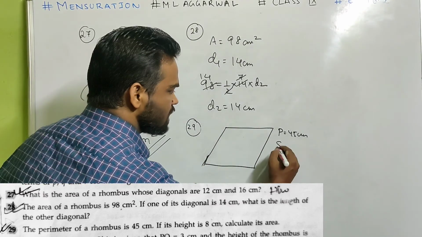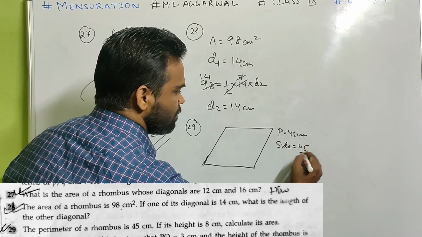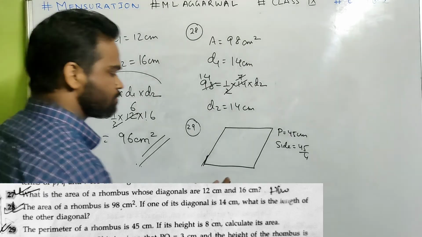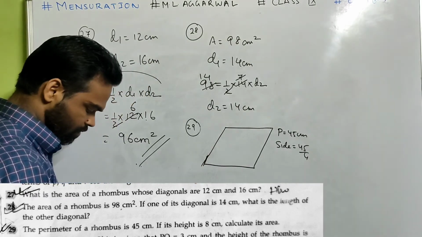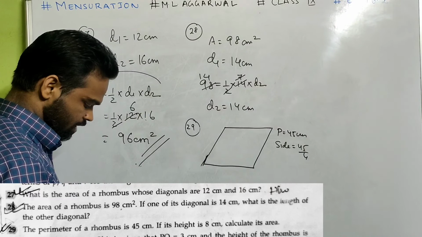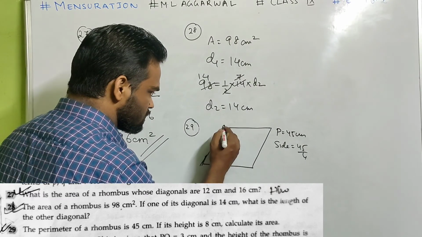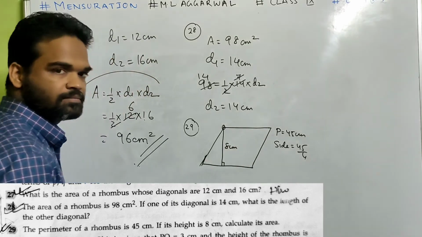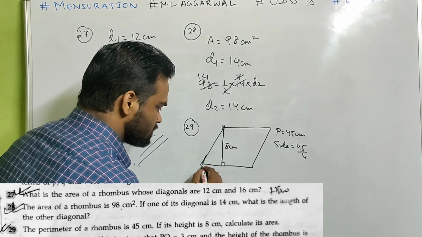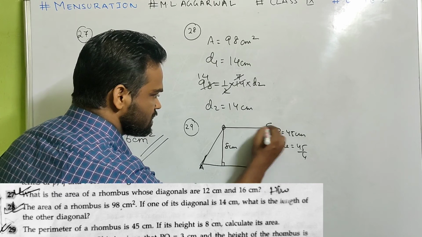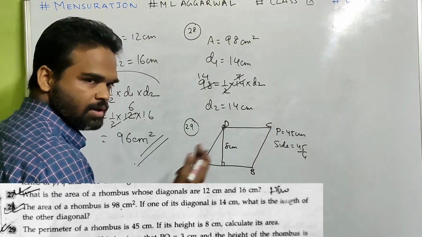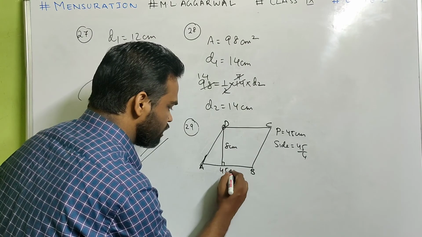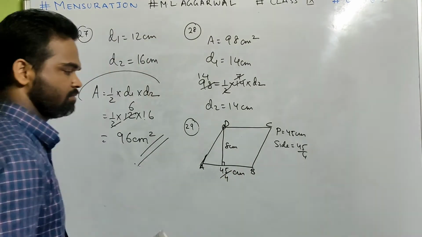So first of all, side is what? 45 by 4, because all the sides are equal. Am I correct or not? And what they've given? If its height is 8, which means from a vertex, if you drop a perpendicular, this is 8 centimeter. Done? And suppose A, B, C, D. All the sides are equal. It's a rhombus, and a rhombus is a parallelogram only. So this is 45 by 4 centimeter.